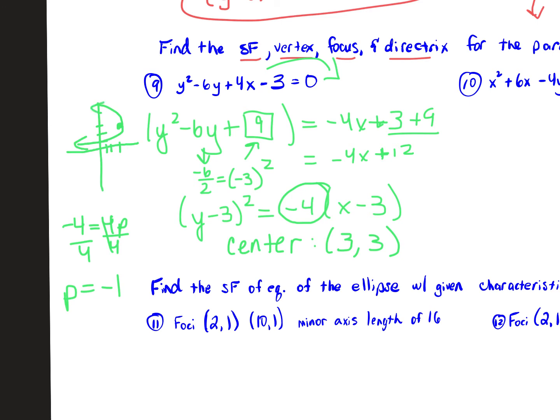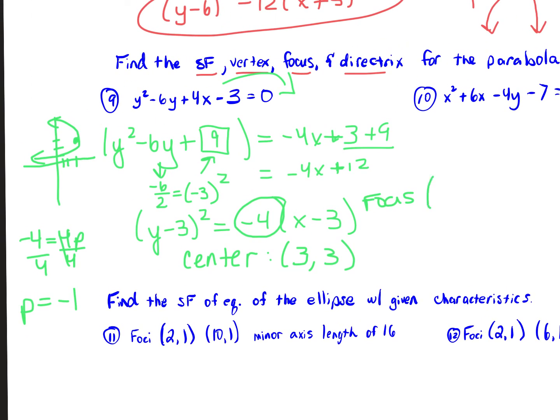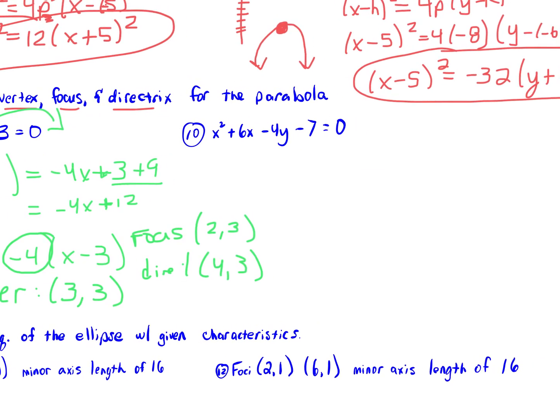My focus is going to be 1 unit away, 1 unit to the left of this parabola. So my focus point would be at 2, 3. And my directrix would be the opposite direction. So my directrix would be at 4, 3. Because remember, we open towards the focus and away from the directrix.